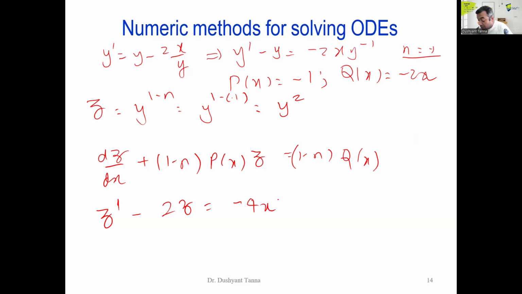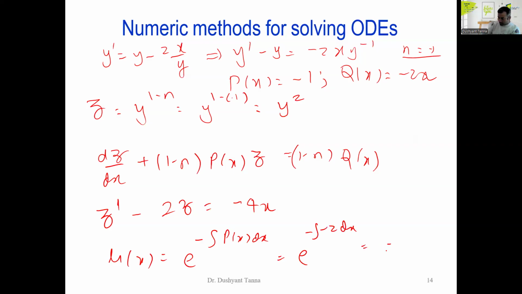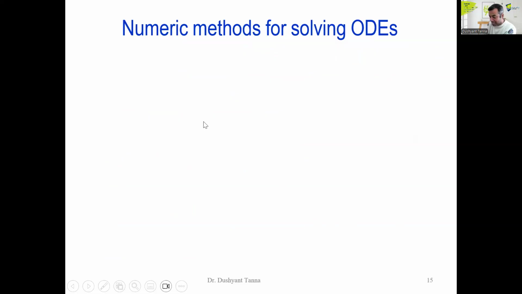Now we got a differential equation where z is our variable. And the small p and q approach, this is your minus 2. Since that's very simple, you don't have to go for small p and q, you can go directly. So your mu of x, which is e raised to integral of minus p dx, which is e raised to minus of minus 2 dx, and that will be e raised to 2x. This is your mu. Now the next step was the solution, z.